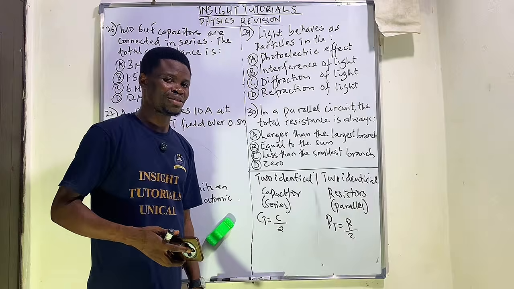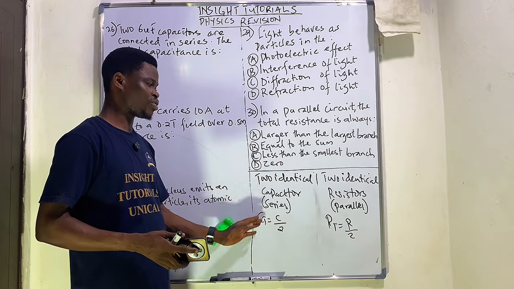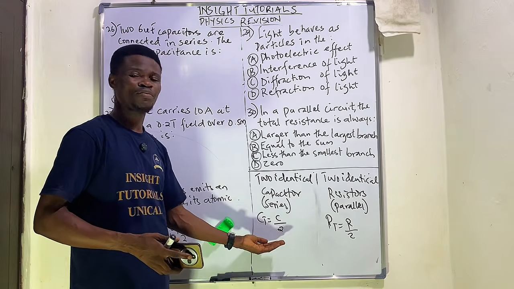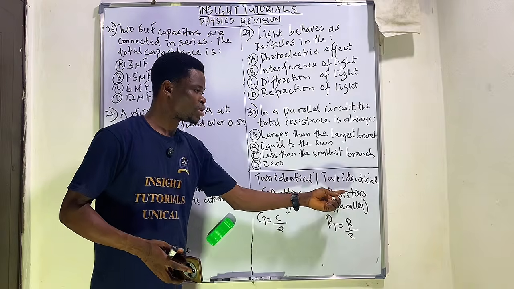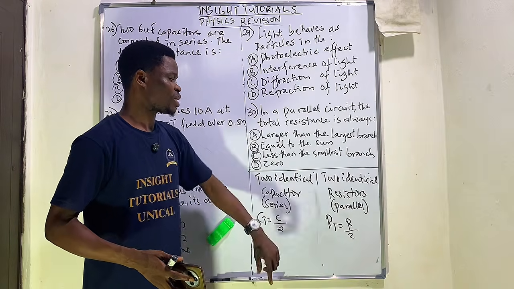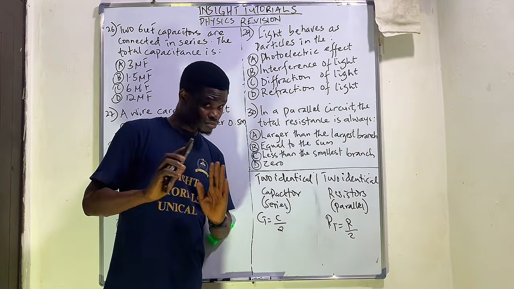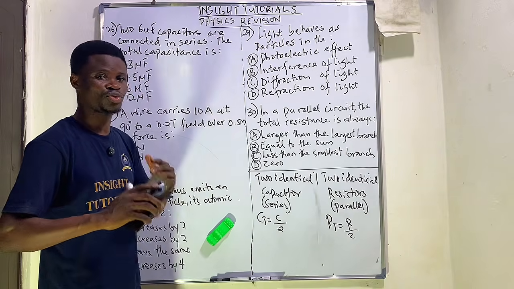Yes, both of them are identical, but notice that when capacitors are connected in series and there are two identical capacitors, you can solve the total capacitance this way. And if the two resistors are connected in parallel, it is the same way. Same way in solving it, but know the condition that actually leads you to use that.